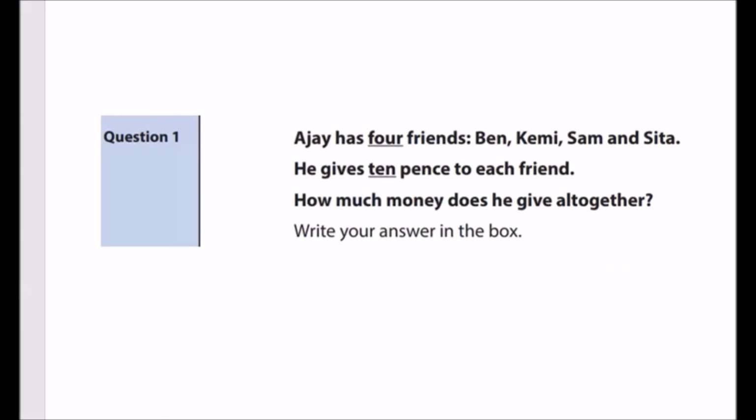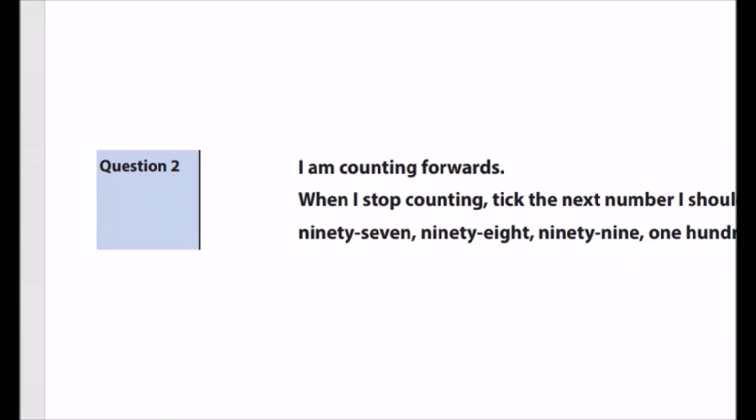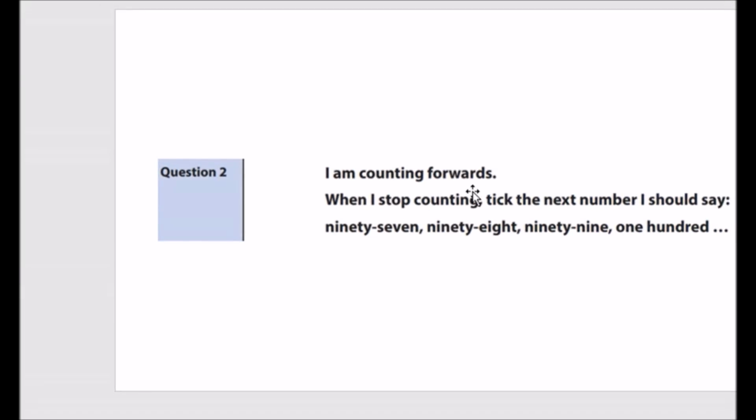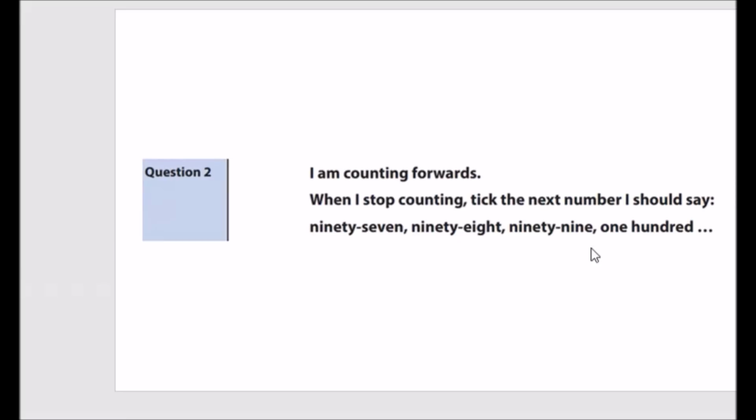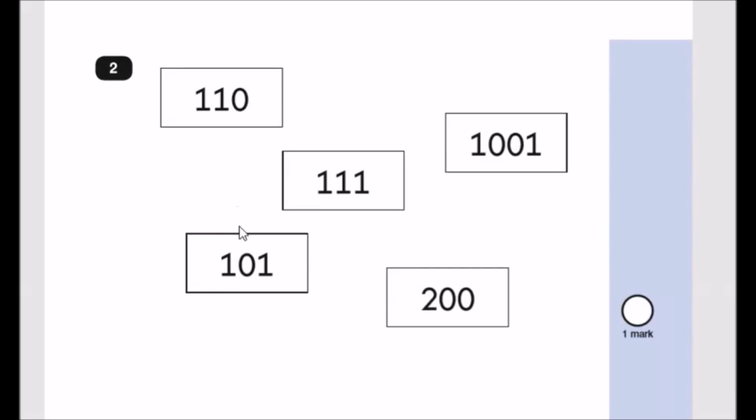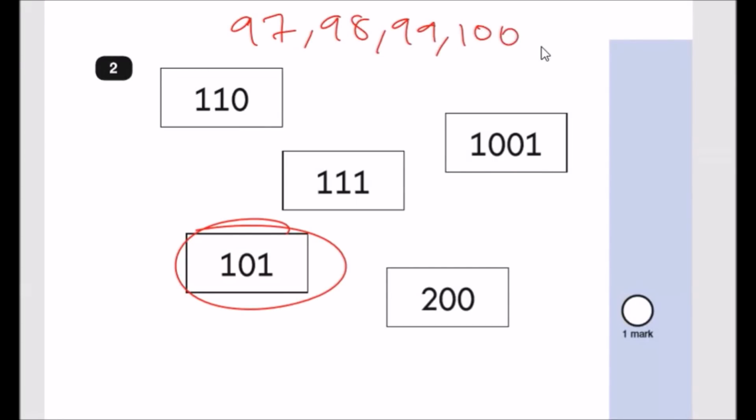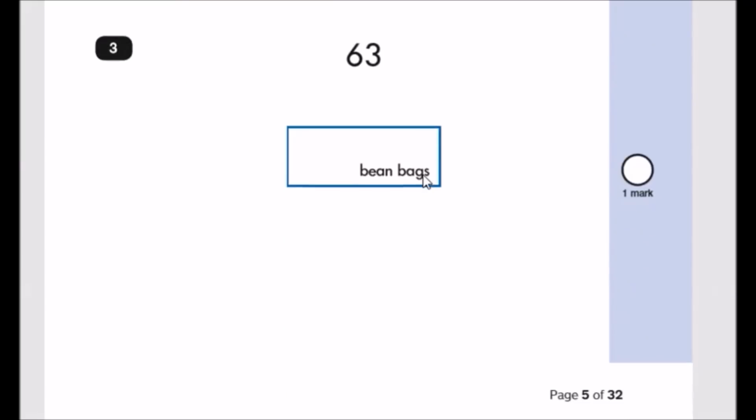Okay, so I'm going to open up my slides. So question 2. So I am counting forwards. So let's have a look. Let's make this a bit smaller. I am counting forwards. When I stop counting, take the next number. I should say, 97, 98, 99, 100. So the next number should be 101. Okay, because the numbers were 97, 98, 99, 100, then it has to be 101. Alright, if you guys got this, then well done. Let's move on.